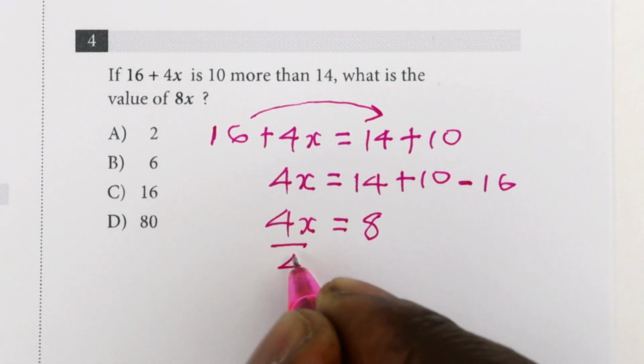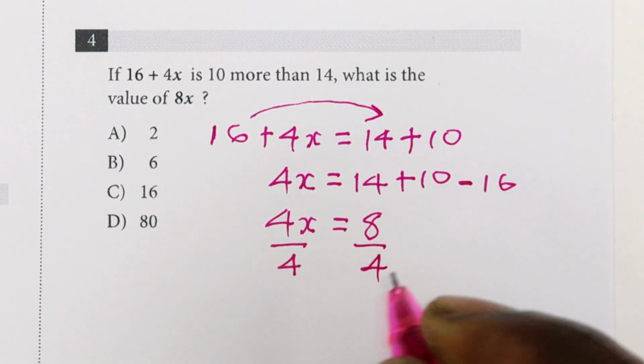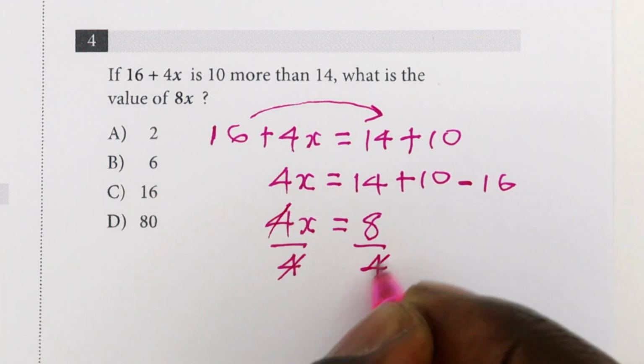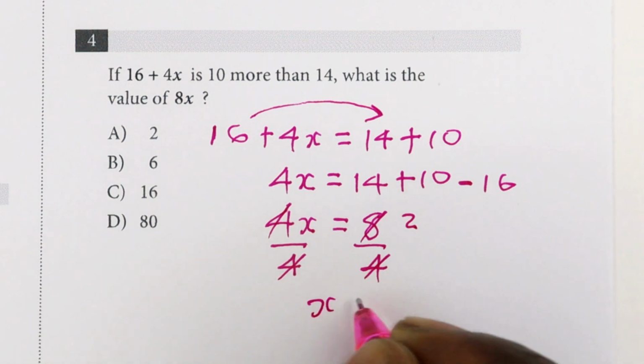Now just divide both sides by 4, so that you have x being equal to 2.